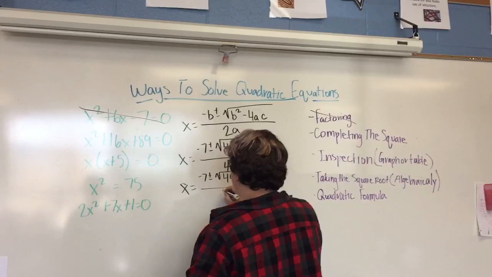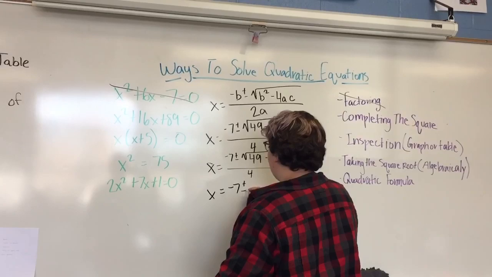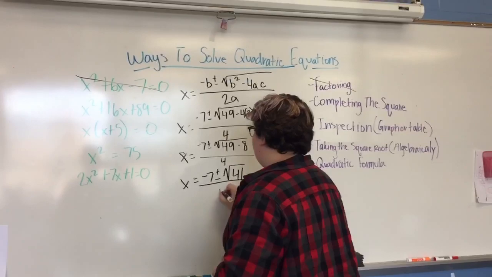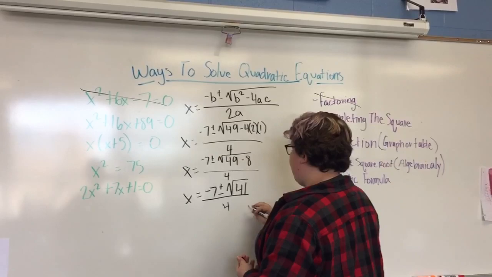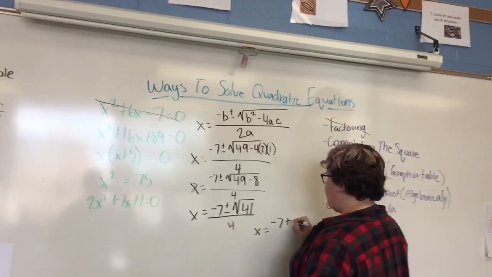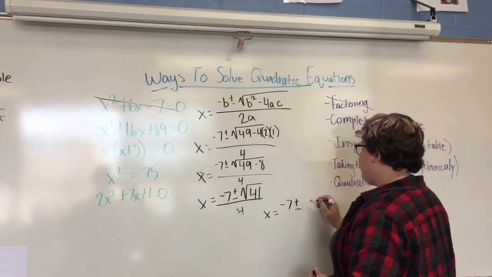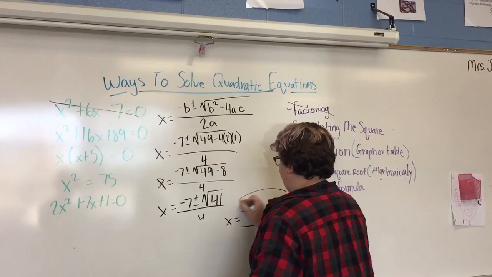So x equals negative 7 plus or minus the square root of 49 minus 8, all over 4. 41 is a prime number, so we can't simplify that any further. So our answer is x equals negative 7 plus or minus the square root of 41, all over 4, where you can either add the square root of 41 or subtract it from negative 7. That's our answer. Take a minute to write that down if you need to. Moving on.